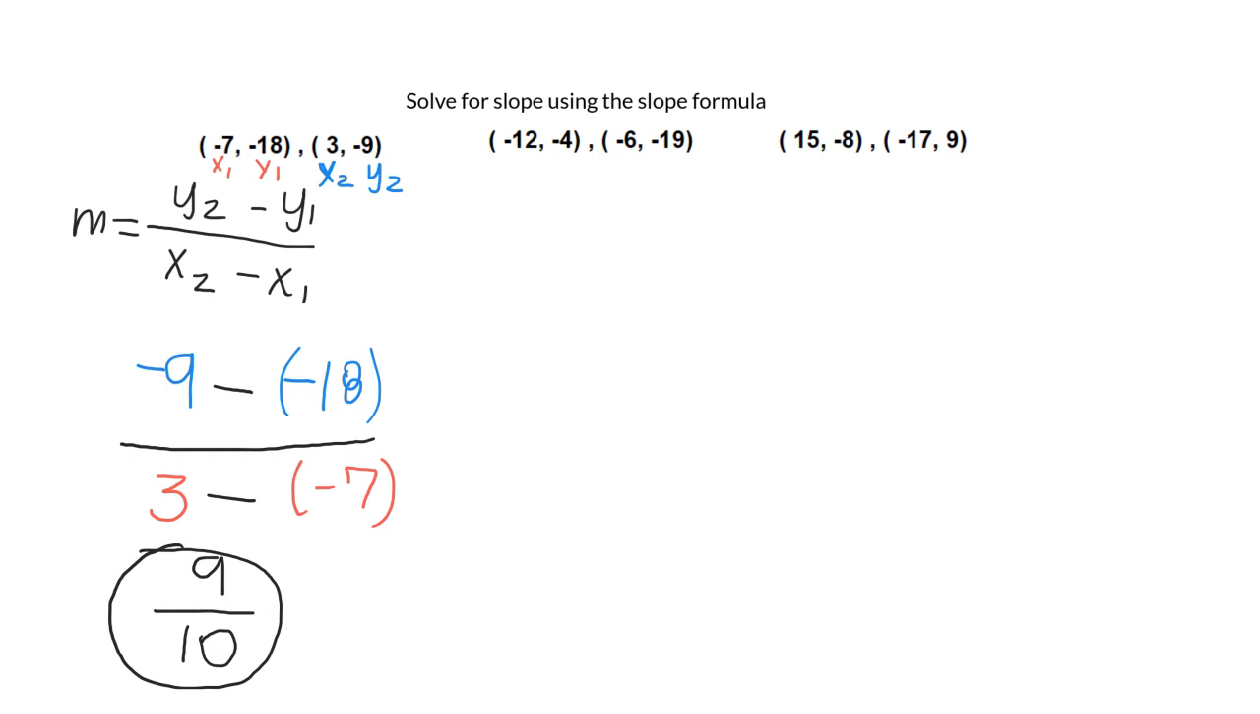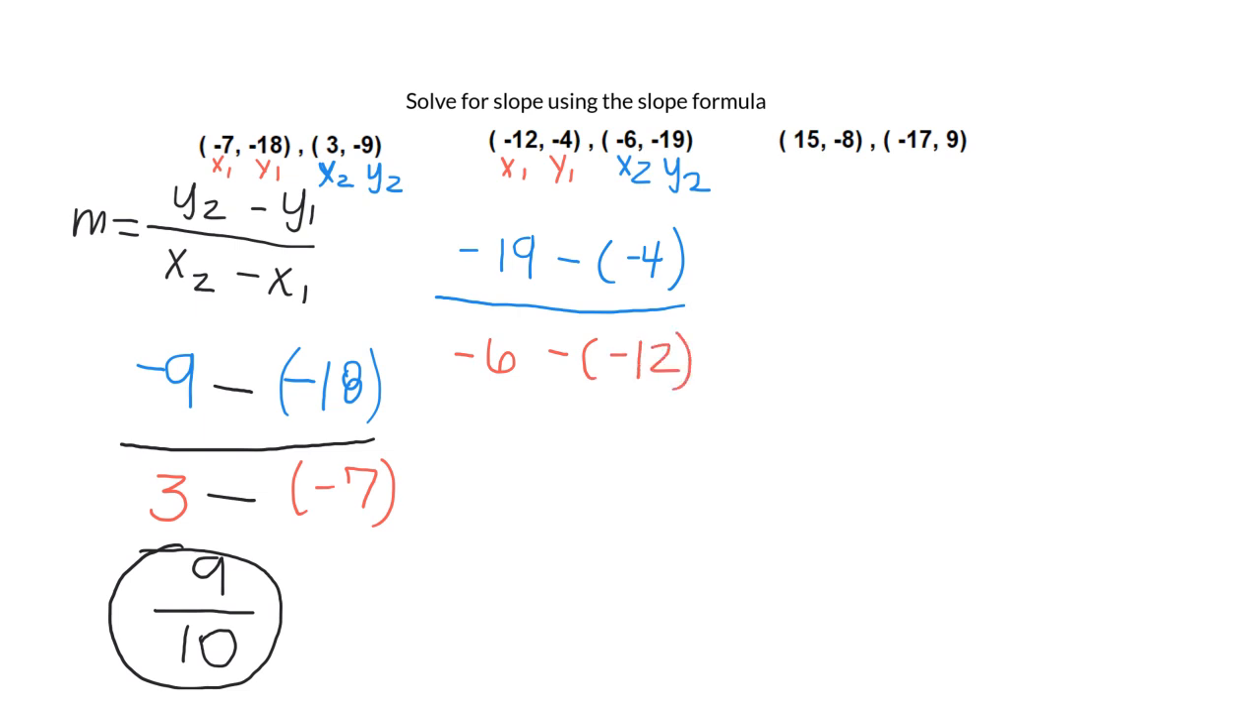I'm going to do the same thing for number 2. Now that I have my x1, y1, and my x2, y2s all labeled, let's go ahead and plug those in. Y2 minus y1 will be negative 19 minus negative 4. Again, showing the minus and the negative 4 is important. And then my x2 minus x1 is going to be negative 6 minus negative 12.